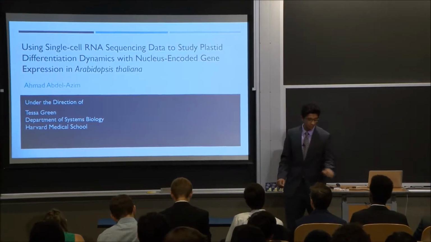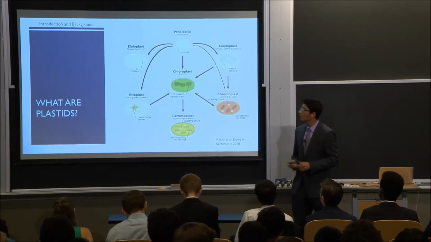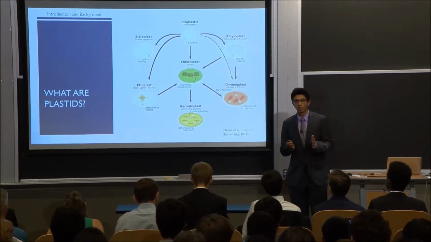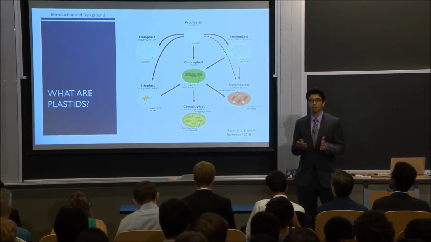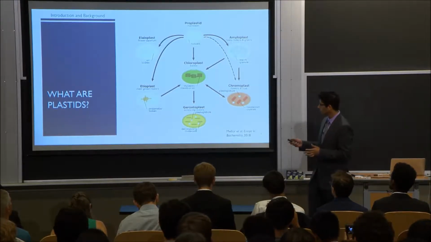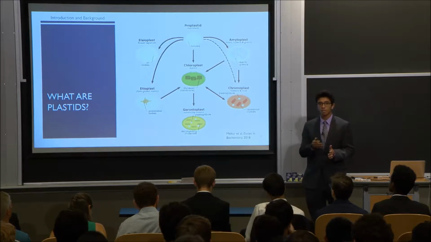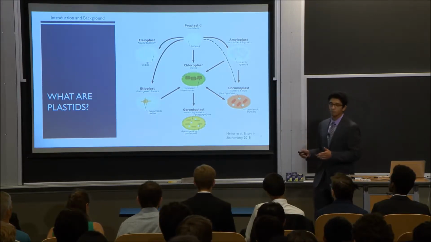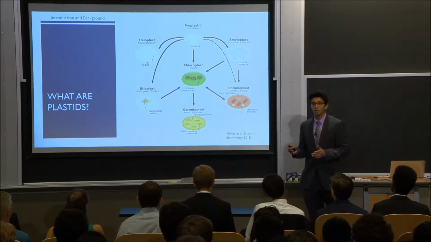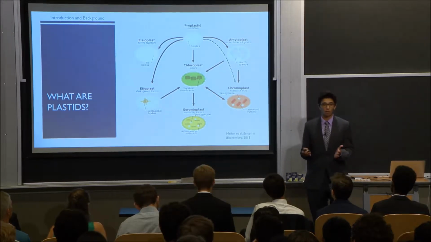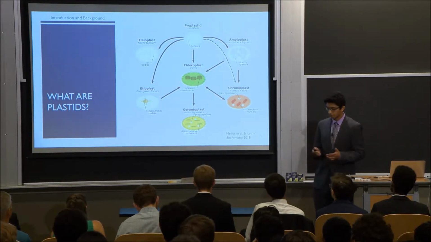So let's first start out by talking about plastids. What are they? Plastids are organelles that are unique to plant cells that vary in both form and function. They all start out as undifferentiated proplastids in the meristem, but then they specialize into all these different cell types, or plastid types. The most common plastid type, which I'm sure you all have heard of, is the chloroplast.